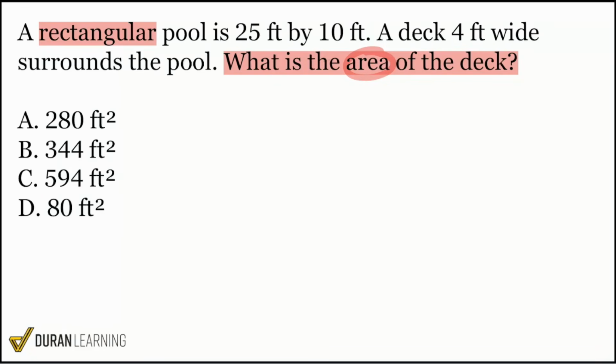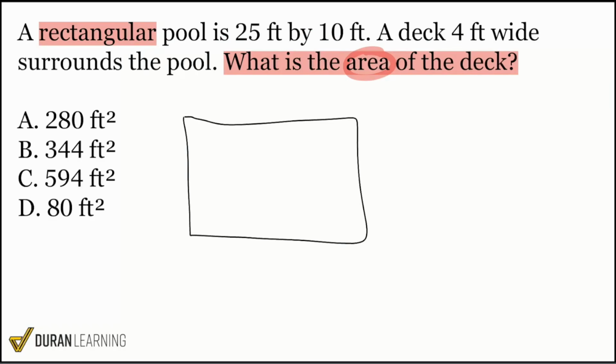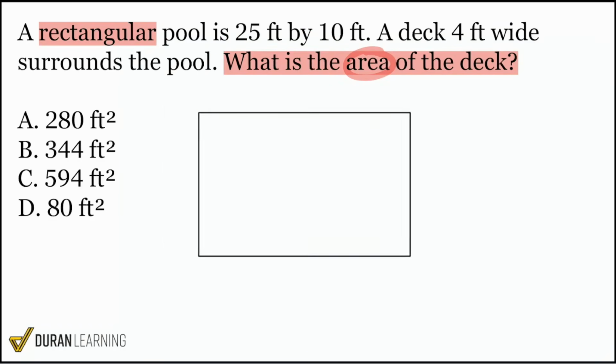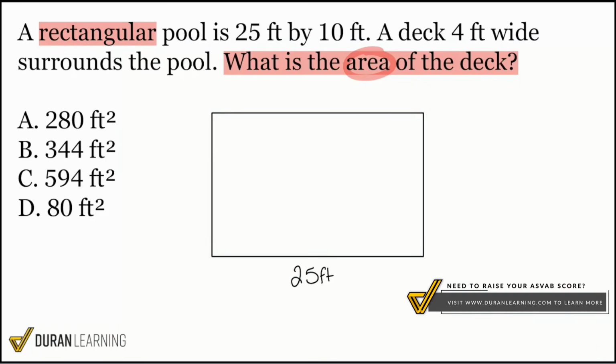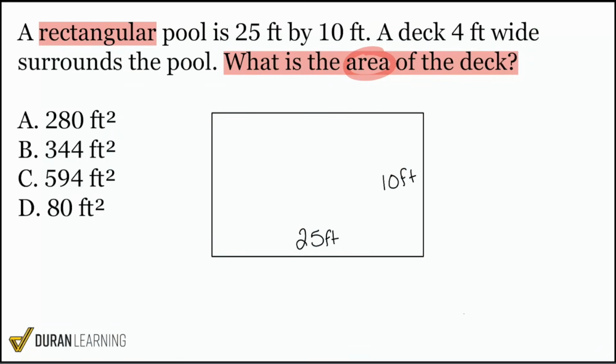Now, from there, everybody, let's read the information to understand how this formula for the area of the deck is going to look. So everybody, here we go. Here it says we have a rectangular pool that's 25 feet by 10 feet. So with that, everybody, let's go ahead and draw this little rectangle out. There we are. And it's going to be, again, 25 feet by 10 feet. And I'm actually going to put this here on the inside just to make things a little more comfortable.